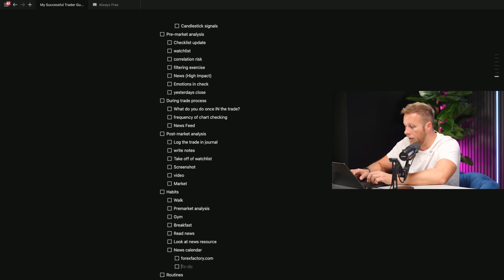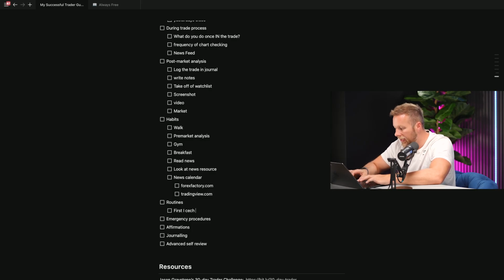So I look at the news calendar, and you can use forexfactory.com, or you can use tradingview.com because they have a great little feature on there now. If you click on the right where it's got the little calendar icon, it's got great news releases, news events there.